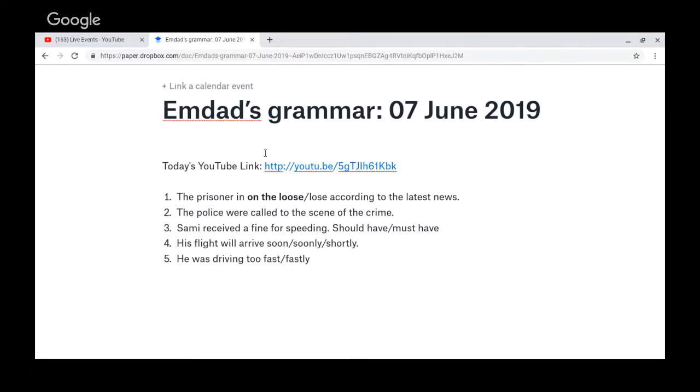Four: his flight will arrive soon, soonly, or shortly. Which one is right? Why not soon? Or soonly? Soonly is not a word, are you sure? Smart boy, what's your name? Jesse is smart, isn't he?